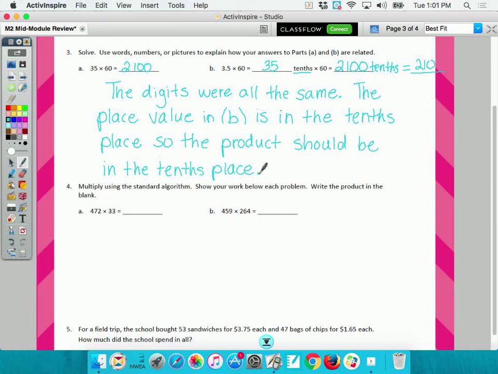Okay, let's see if that makes sense. The digits were all the same. The place value in B is in the tenths place, so the product should be in the tenths place. I could add the word also at the end, right?